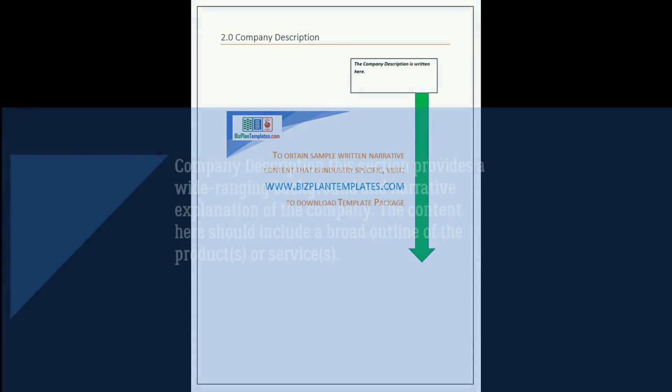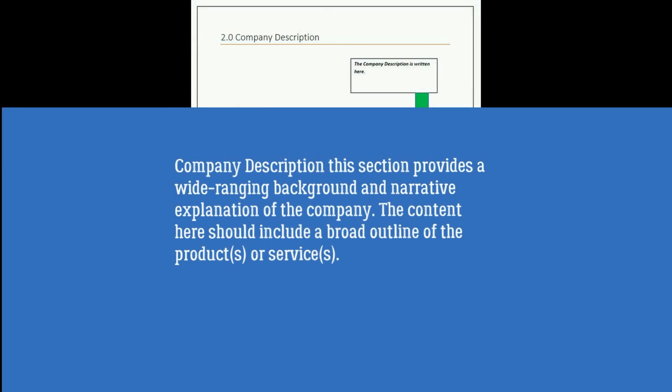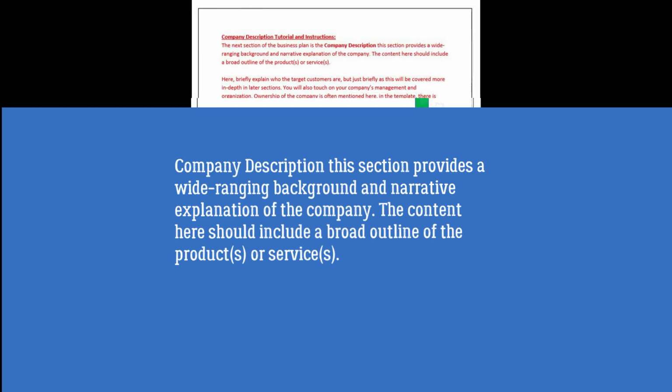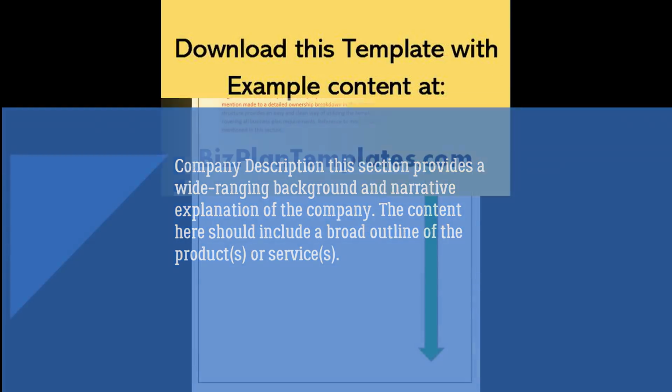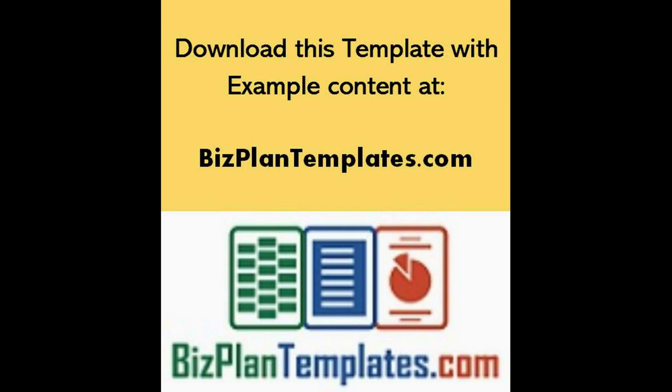Ownership of the company is often mentioned here in the template. There is mention made to a detailed ownership breakdown in the addendum of the business plan. This structure provides an easy and clean way of utilizing the template's sample content while still covering all business plan requirements. Reference to more details on topics covered is mentioned in this section.